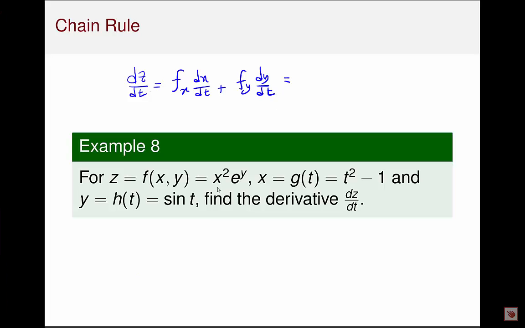So differentiating x squared e to the y with respect to x, we have f sub x equal to 2x times e to the y. dx/dt is the derivative of t squared minus 1, which is 2t. And likewise, f sub y is just x squared times e to the y. And finally, dy/dt is the derivative of sine t, which is cosine t. Right, so we have arrived at an expression for dz/dt. If we like, we can substitute for x and y in terms of t, but we can leave the answer in this form.